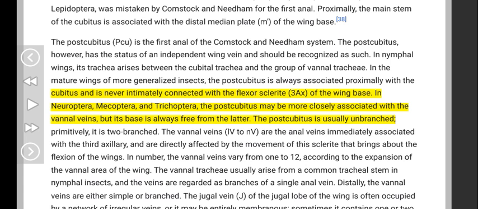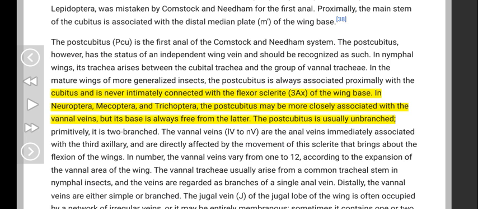Primitively, it is two-branched. The vanal veins 1V to nV are the anal veins immediately associated with the third axillary, and are directly affected by the movement of this sclerite that brings about the flexion of the wings. In number, the vanal veins vary from 1 to 12, according to the expansion of the vanal area of the wing. Vanal tracheae usually arise from a common tracheal stem in nymphal insects, and the veins are regarded as branches of a single anal vein. Distally, the vanal veins are either simple or branched.